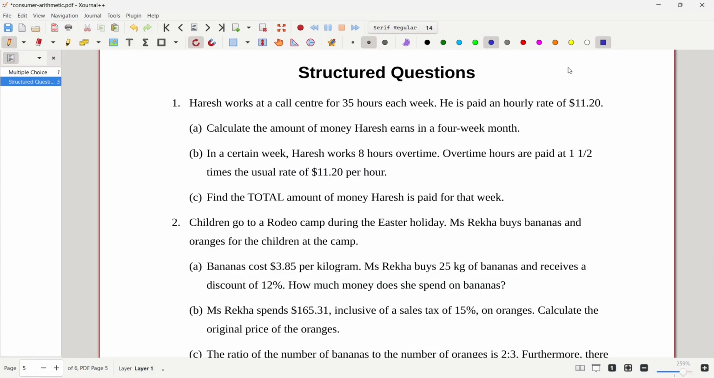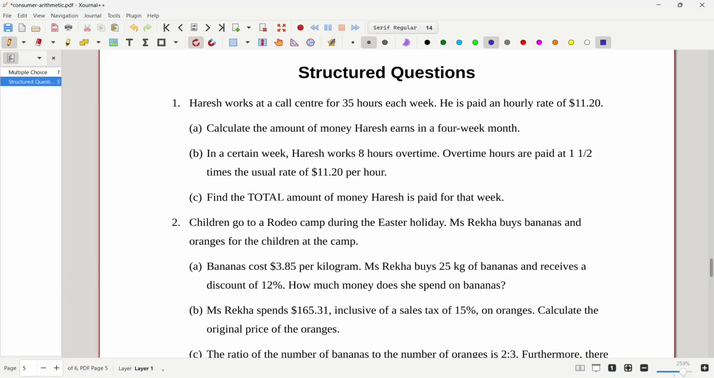All right, let's start with the first question. So Harish works at a call center for 35 hours each week. He's paid at an hourly rate. Calculate the amount of money he earns in a 4-week month. Okay. And in a certain week, he works 8 hours overtime. Overtime is paid at 1.5 times the usual rate of 11.20 per hour.